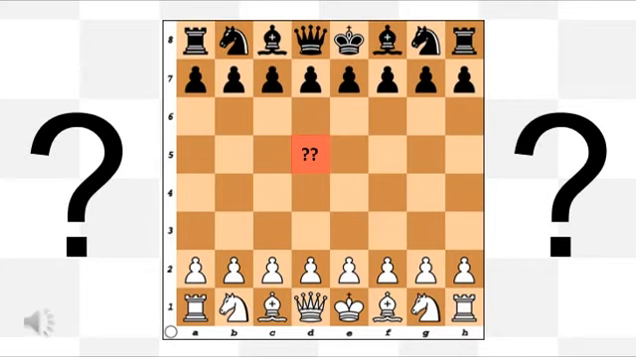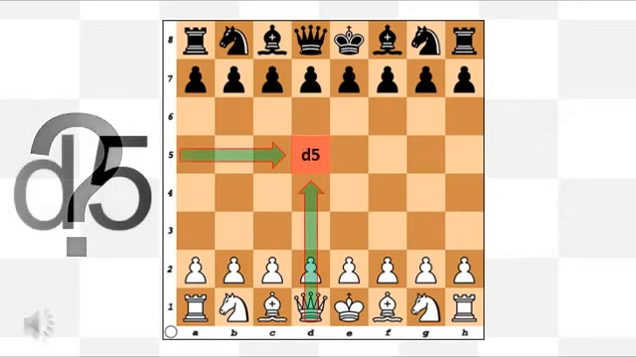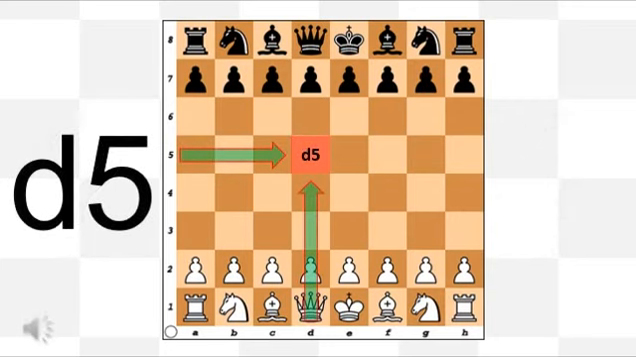What is the notation of the highlighted square? Remember that a chess square is identified first by its file, then its rank. You'll have a few seconds before the answer is shown. The square's notation is D5, D being the file and 5 being the rank.